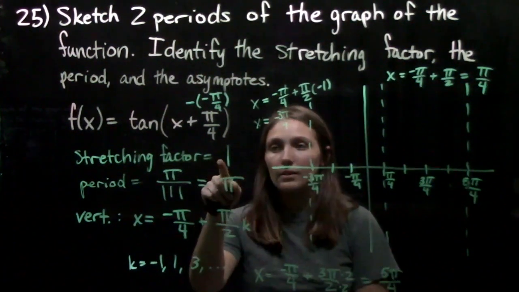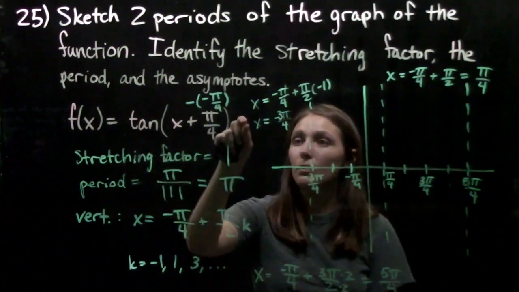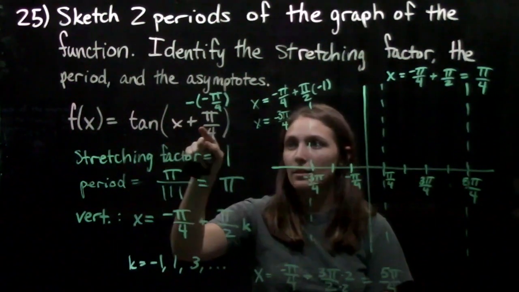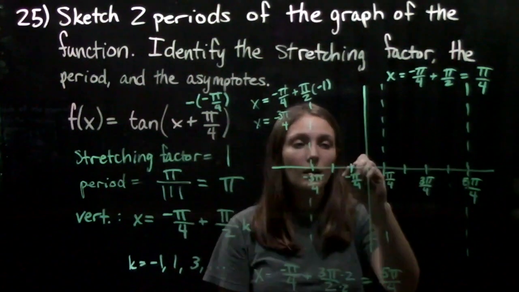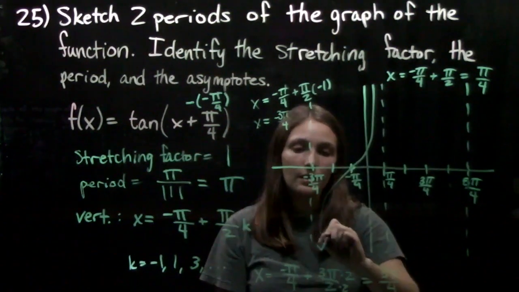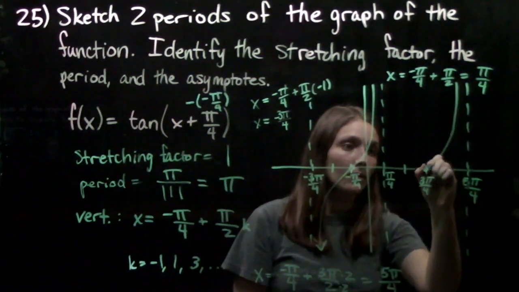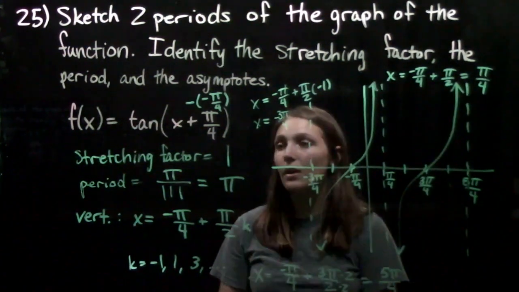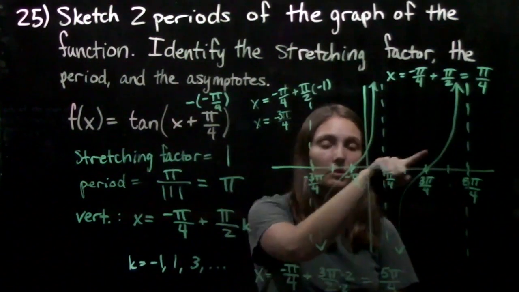So what we need to do is find where it's going to cross the x-axis. Since there's no vertical shift here, with d equals 0, it's going to cross at this point here at our c, which is shifted over to the left at negative pi over 4 for the first one. It's going to cross the x-axis there, and it's going to cross in the middle on this one as well. And don't forget to draw your arrows. So there we go. We found our stretching factor, our period, and our vertical asymptotes, and we've sketched two periods of the graph.